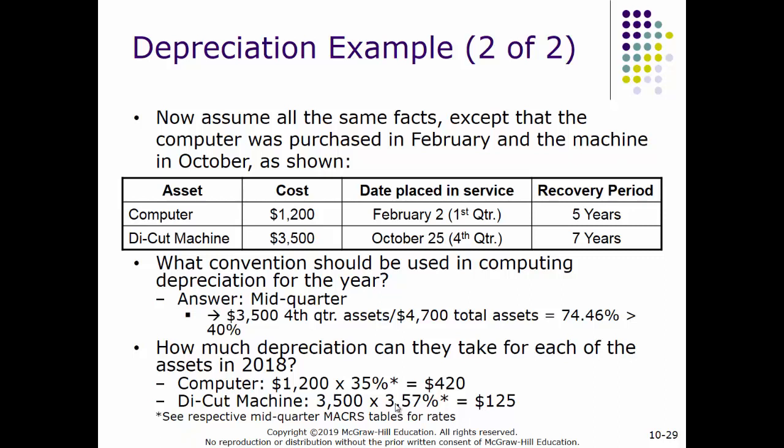So it really does make a difference when the company places the assets in service as to whether they use half year or mid-quarter. And keep in mind again that companies can avoid this, even though they're subject to mid-quarter, they can still deduct a large amount of depreciation by using Section 179 or bonus depreciation, which we'll discuss later.